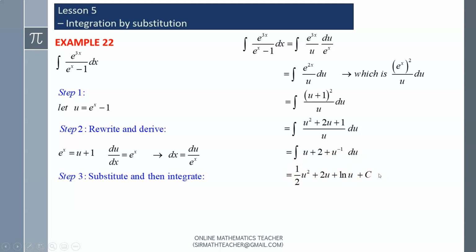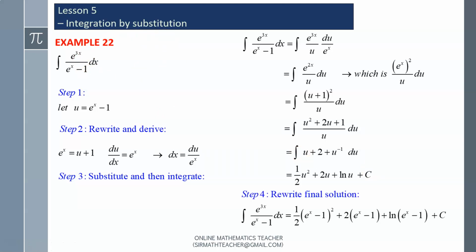That's a bit trickier, but it's using the substitution method where the derivative is not present. You can rewrite this now where u was e to the x take 1. So what I've done is subbed in e to the x take 1 wherever I see a u. Hence, it's our final answer, which is our antiderivative.